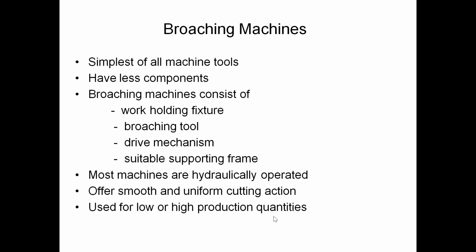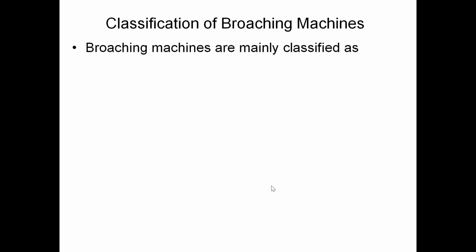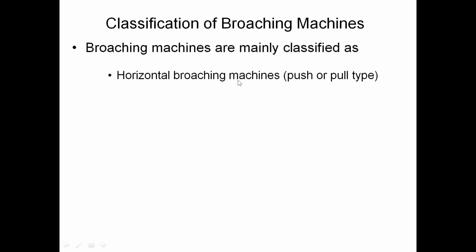Okay, next, so classification of broaching machines. Okay, you can see here, broaching machines are mainly classified as horizontal broaching machines, that is push type or pull type. Okay, next, vertical broaching machines.